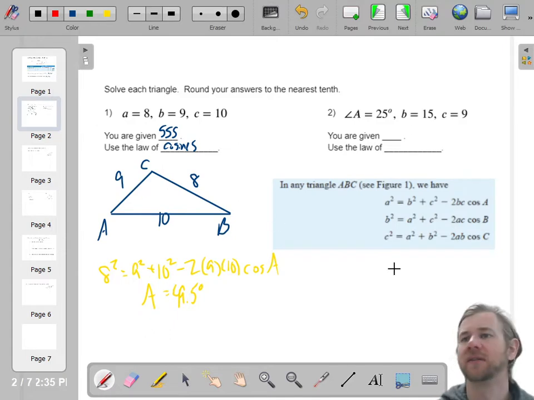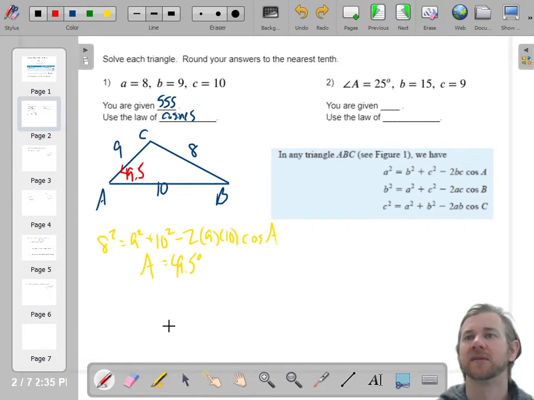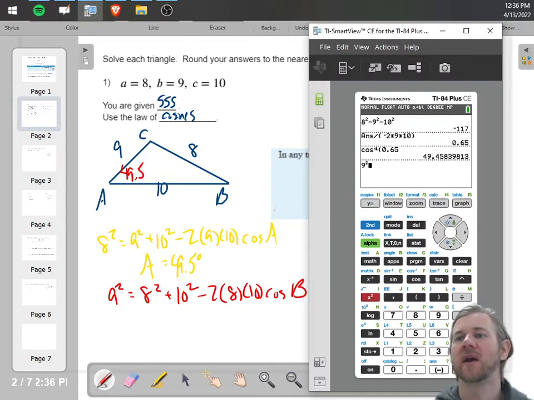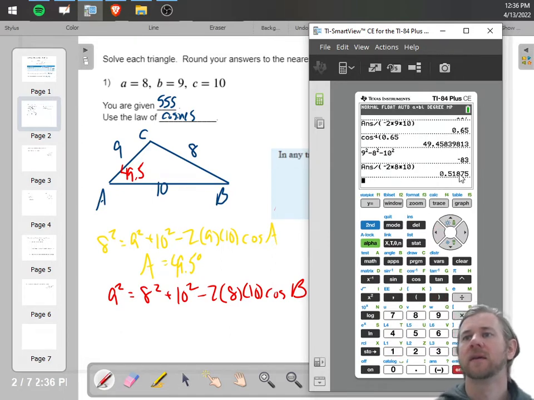I'm going to do the same thing, I'll do B now. This is 49.5. Now I'm going to use the same formula for B, so I just plug in different numbers. B squared, 9 squared. It's always the other two. A and C are 8 and 10, so 8 squared plus 10 squared minus 2 times 8 times 10, cosine of B. So I'm going to subtract and then divide. 9 squared minus 8 squared minus 10 squared. Divide by the quantity, negative 2 times 8 times 10. And you get 0.518.